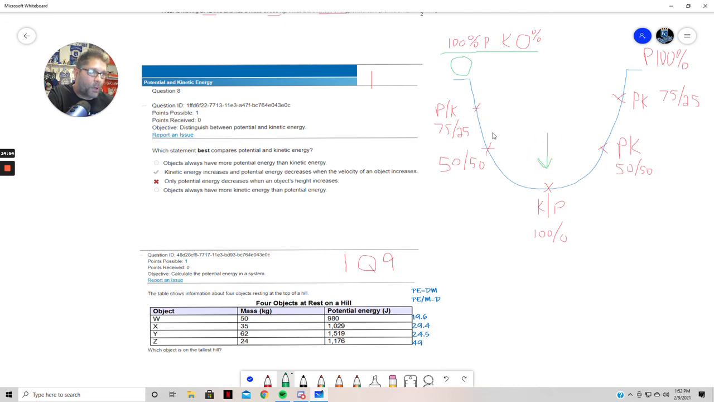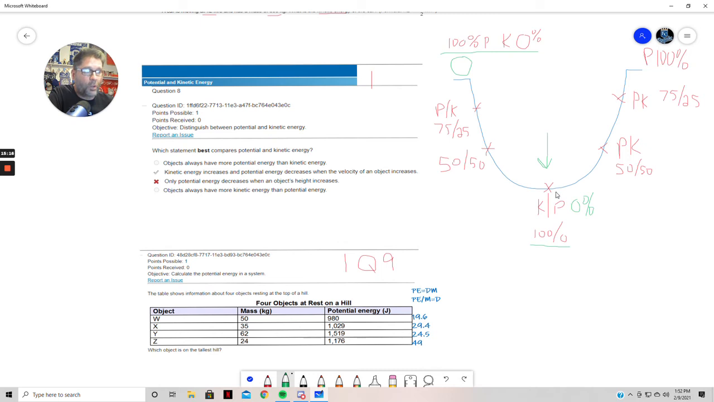Now it's 100% kinetic and 0% potential. In other words, it's used up all its potential energy, and now it is completely kinetic energy. It's also at its maximum velocity and maximum acceleration. It's going as fast as it's going to go at that point in time.